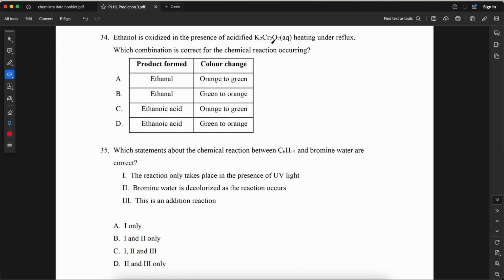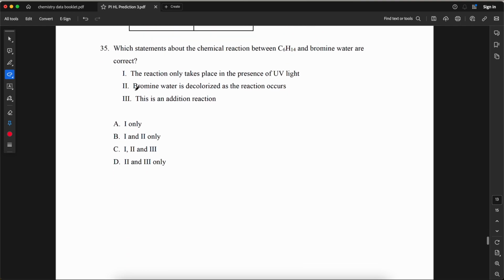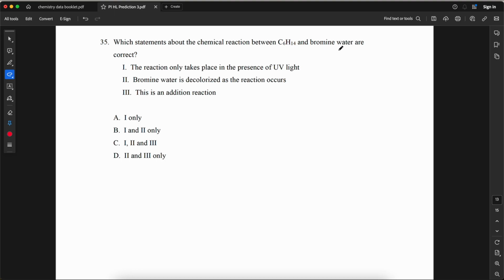Ethanol is oxidized in the presence of acidified potassium dichromate, heating under reflux. Which combination is correct for the chemical reaction occurring? Under reflux the product is ethanoic acid. Be careful: if it's ethanal, it's distillation. So it's between C and D. Now what about the color? Cr2O7 2-: -14, plus 2 Cr, that would be 12, so Cr is +6. Cr6+ has an orange color. After the redox reaction, it will form Cr3+, which has a green color. So the color change is orange to green. The answer is C.